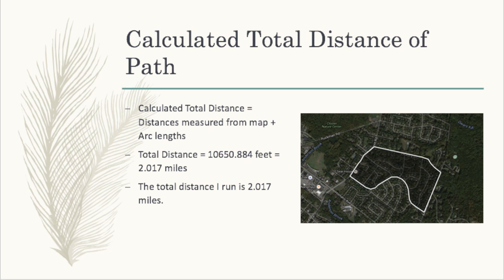2,302.62 feet. I then calculated the total distance of the path by adding the distances measured from the map and the arc lengths. The total distance was calculated to be 10,650.884 feet, or 2.017 miles. So the total distance I run is 2.017 miles.